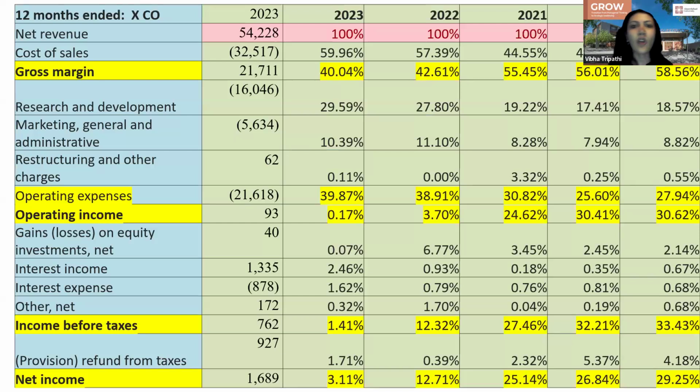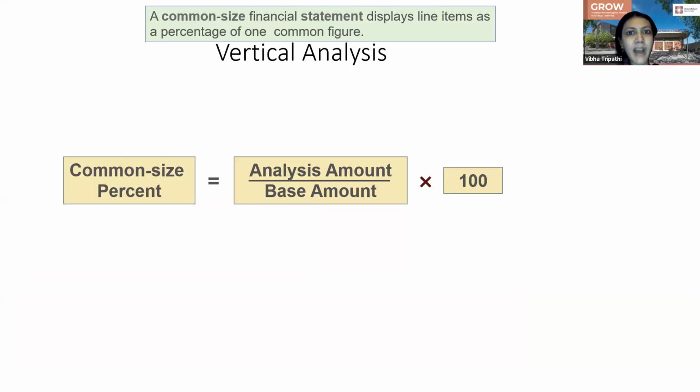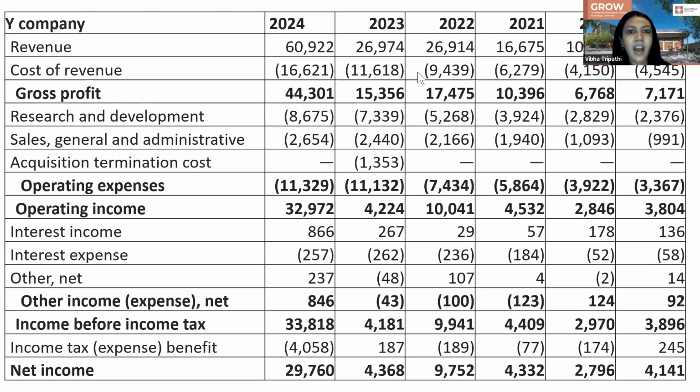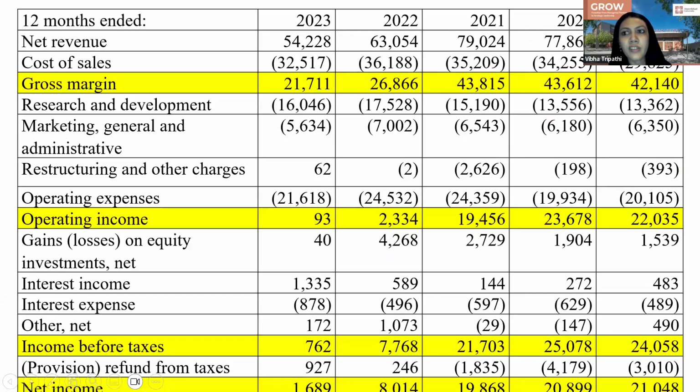Now tell me, how does this look? That's the X company. One more time, I'll go back so that you understand how the numbers work for you. It was 71,000 in revenue, and its profit was 21,000. Today, it is only 1689. And if I look at the first line, from 71 they have dropped down to 54.